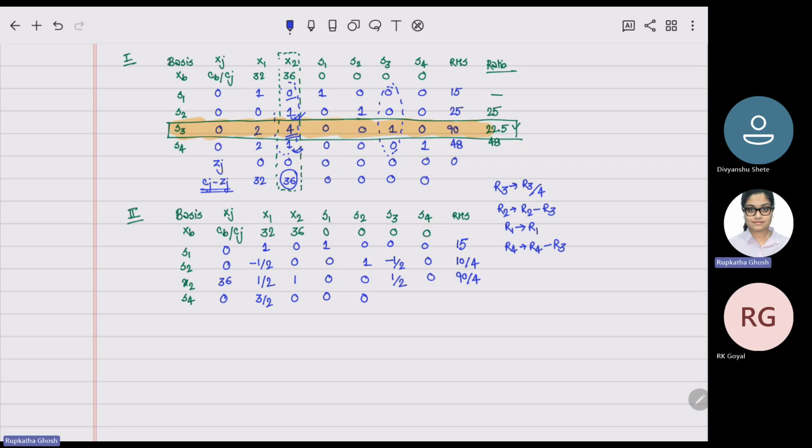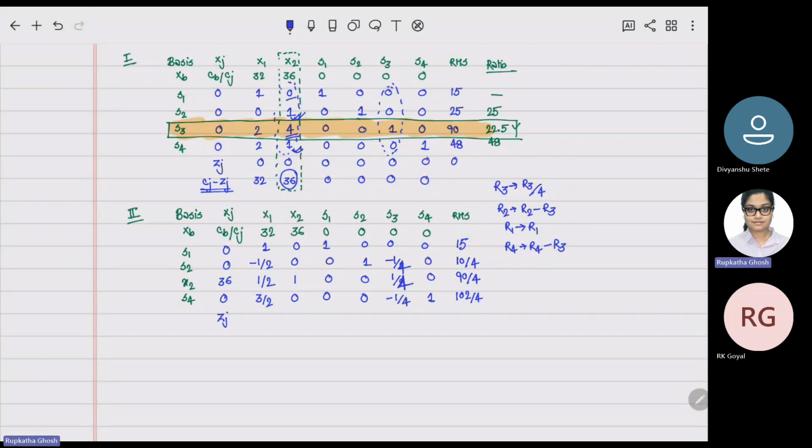This shall be, okay, I think I made a mistake here. This should have been, nobody pointed it out, it is 1 by 4, right? So if this is 1 by 4, this would also be 1 by 4. So this would be 0 minus 1 by 4, minus 1 by 4, and 1 minus 0, 1. And 48 minus 90 by 4. So 48 into 4 is 192 minus 90. So that is 102 by 4. Right. This part is fine.